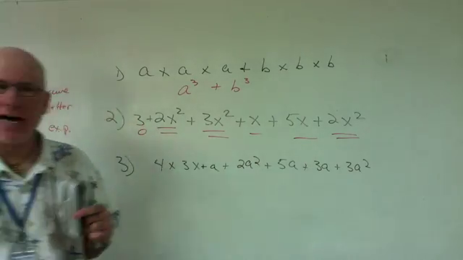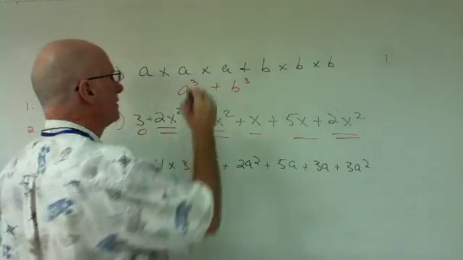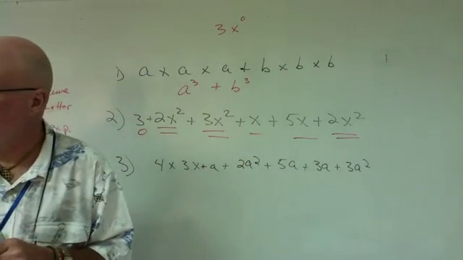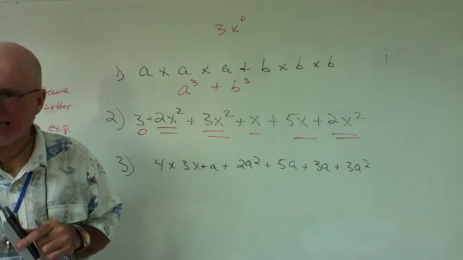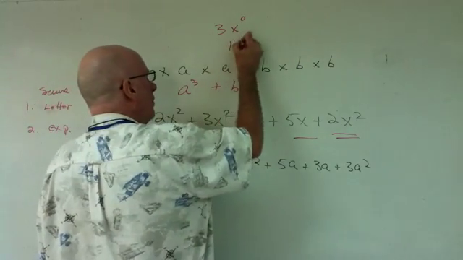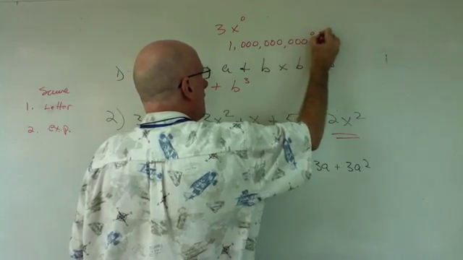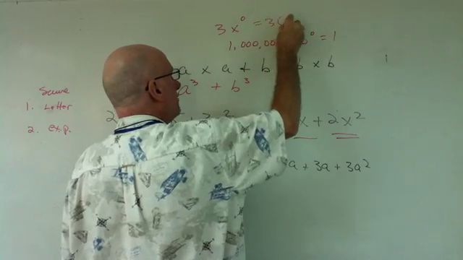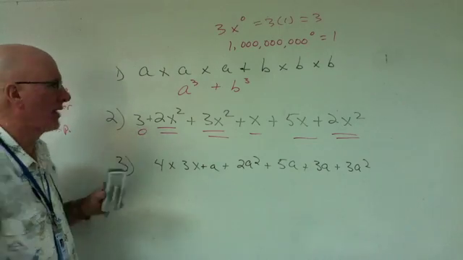I give a number a little 0 under it, and the reason is this. Isn't this really 6x to the 0? What does 6x to the 0 mean? What is anything to the 0? 1 billion to the 0 equals what? 1. So that equals 3 times 1, which is 3. That's why I give it a 0. Clear? Yes? Okay.